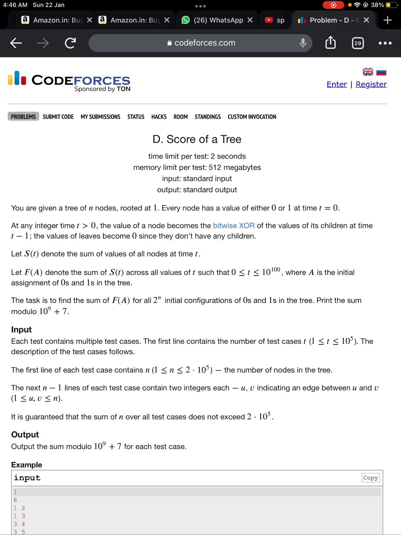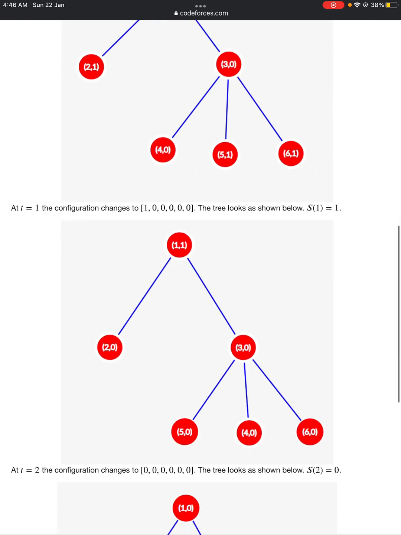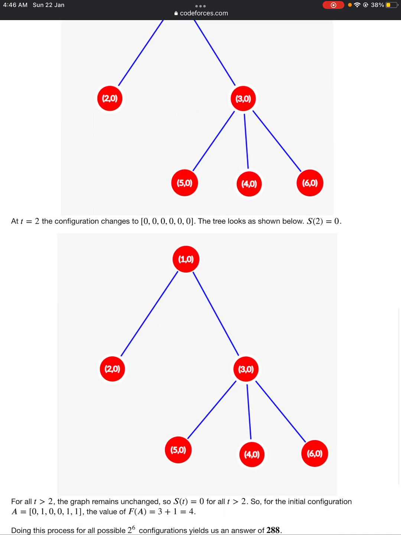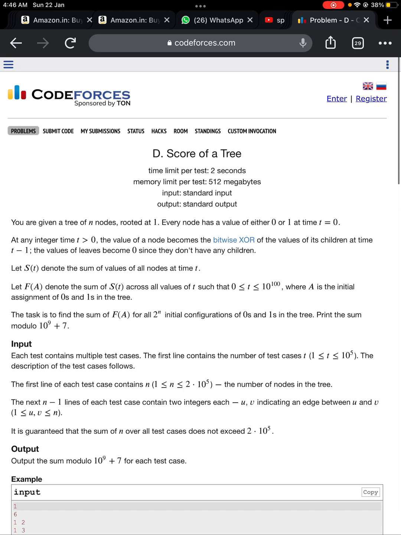The question says, let us denote s_t as the sum of values of all nodes at time t. So basically here s_0 is the sum of values of all the nodes at time t equal to 0, which is, you can see, 3 at t equal to 0. At t equal to 1, s_1 becomes 1. Similarly at t equal to 2, s_2 becomes 0. So what they are saying is, let us denote s_t as the sum of values of all nodes at time t for this tree.